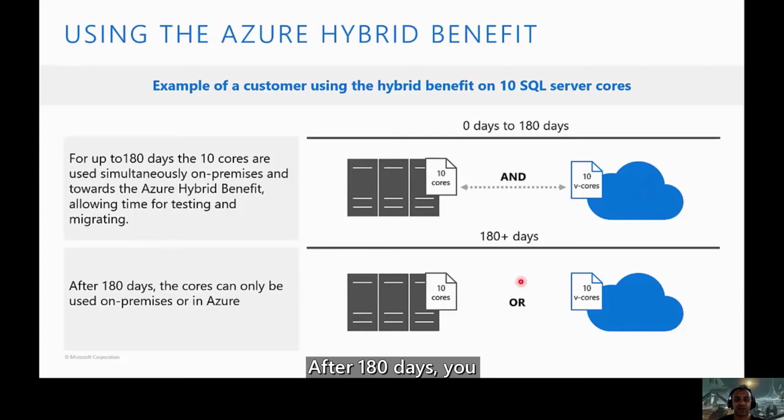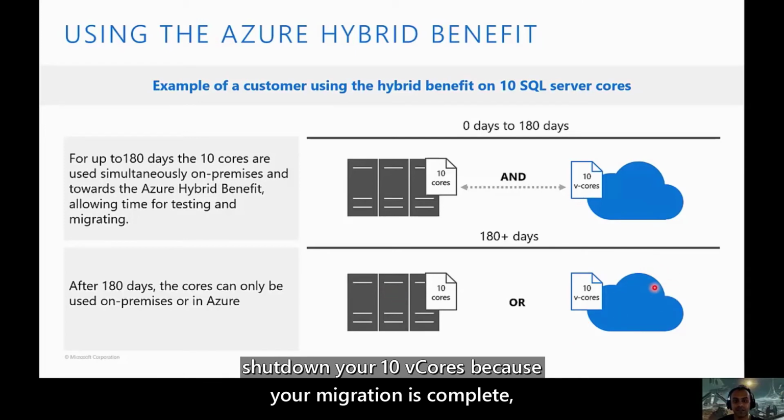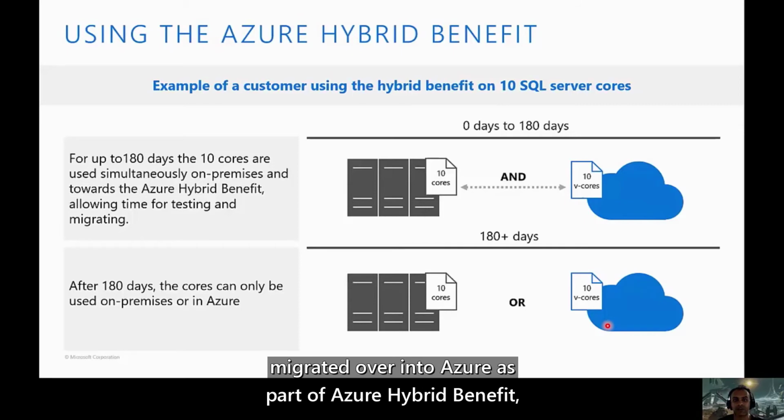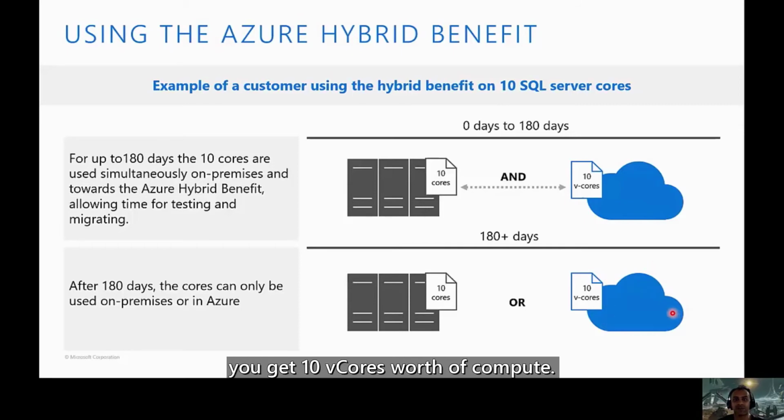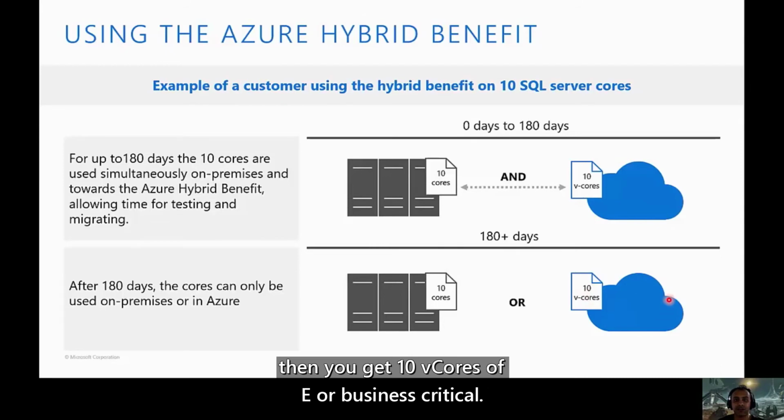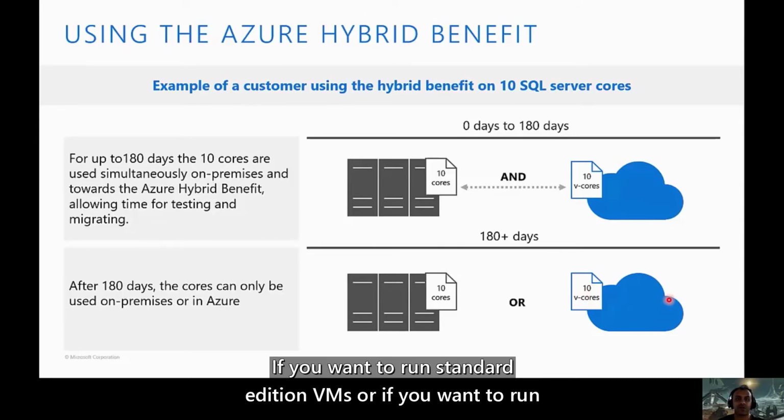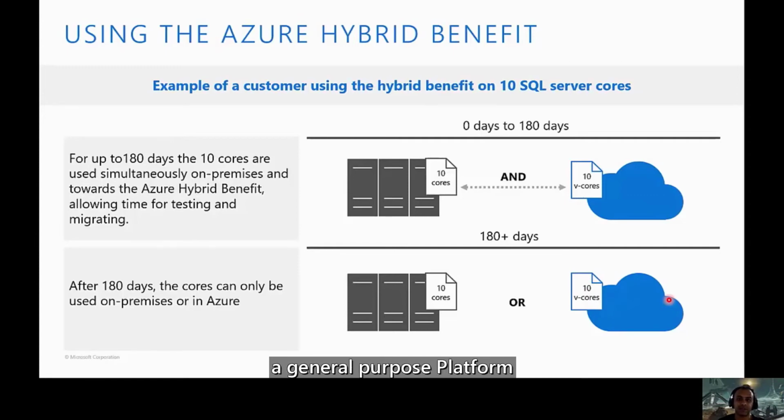After 180 days, you have to choose whether you want to run the 10 cores on-premises, which means you need to buy 10 vCores worth of license for Azure, or you could shut down your 10 cores because your migration is complete. Then the 10 cores have now migrated over into Azure as part of Azure Hybrid Benefit. You get 10 vCores worth of compute. If it is 10 vCores of EE, then you get 10 vCores of EE, general purpose or business critical. If you want to run standard edition VMs, or if you want to run general purpose platform as a service or Azure SQL Database instances, then the 10 becomes 40 vCores. But after 180 days, you have to choose, and it is basically an or benefit. But for the first 180 days, it's an and benefit where you can run concurrently in both environments.